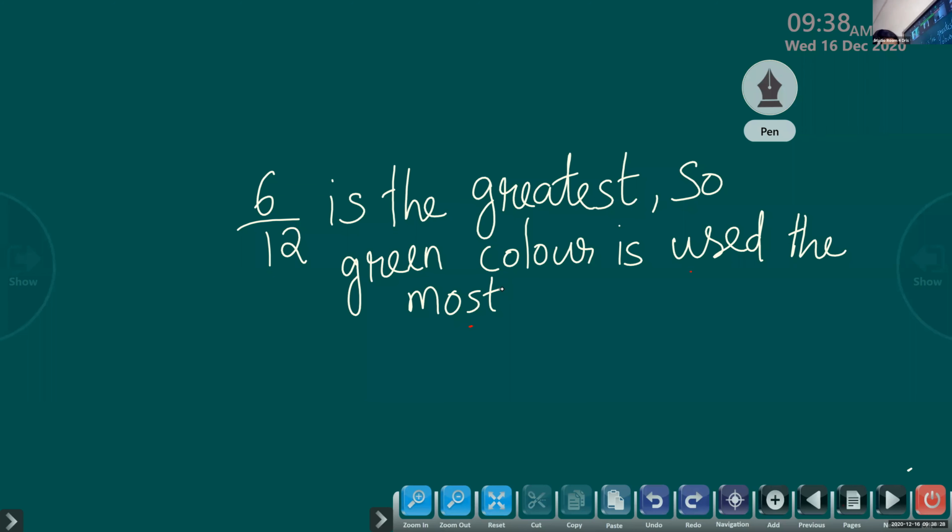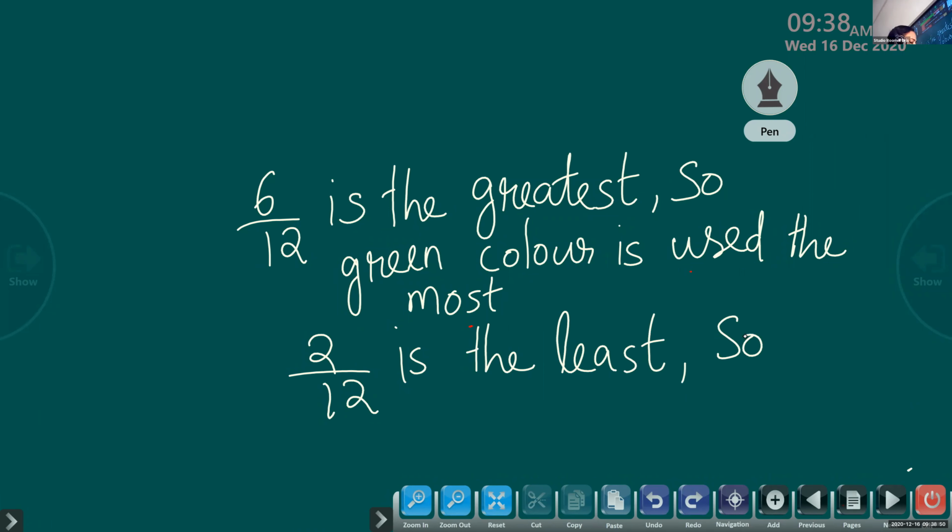Then which is the least? 2 by 12 is the least. So white color is used the least.